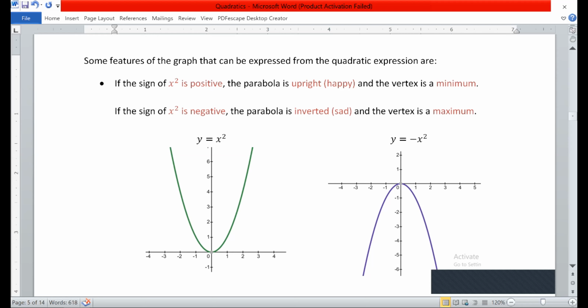See, I'm also using these words minimum and maximum. When you have a happy parabola, your function reaches a minimum point. Your function has a minimum value. When it is this, your function has a maximum value. You can't get a higher value than that with this expression, whatever x you put. Okay, so just make a note of that.